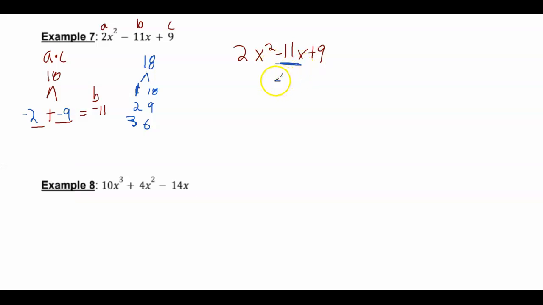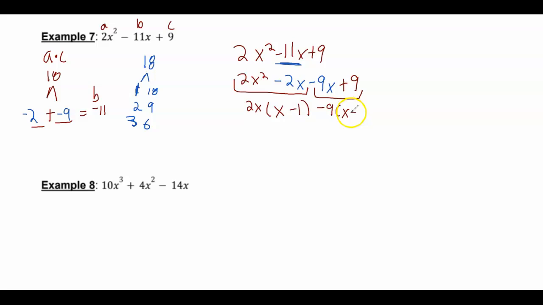So I'm rewriting negative 11x as negative 2x minus 9x. I can pull out a 2x from my first two. The order that we write these does not matter. I can pull out a negative 9. My matching and my leftovers. It's our last one.